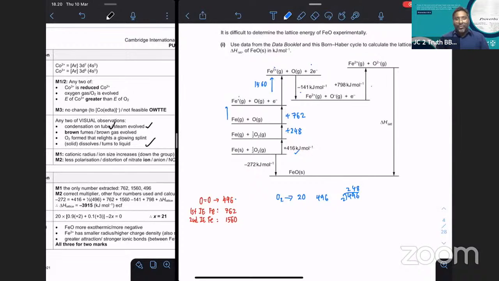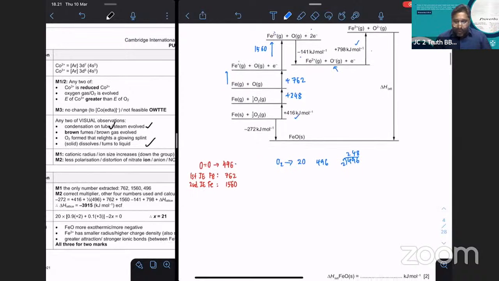But once you get O minus, when you try to bring in another electron, repulsion is going to happen because the ion is negatively charged and the electron is negatively charged. So you need to overcome the repulsion. You need to actually give energy to overcome that repulsion, so the energy is going to become positive. They can ask you about this.